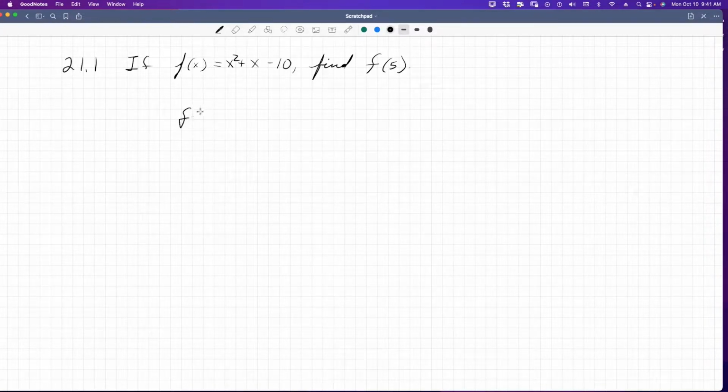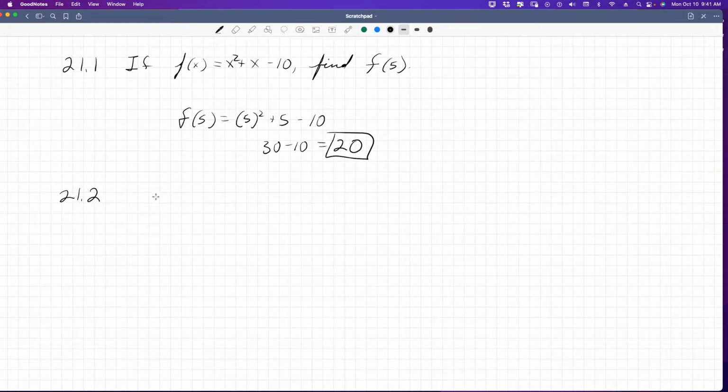So f of 5 would equal 5 squared plus 5 minus 10. So 5 times 5 is 25 plus 5. That's 30 minus 10 would equal 20. So 20 is the value that we would find when we substitute 5 in for x. That's all we're doing. Let's do 21.2.